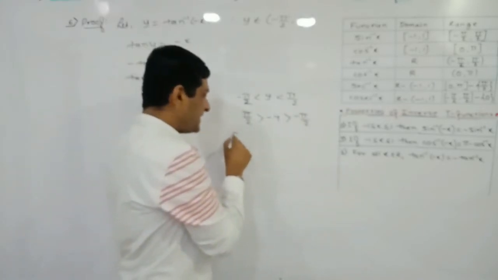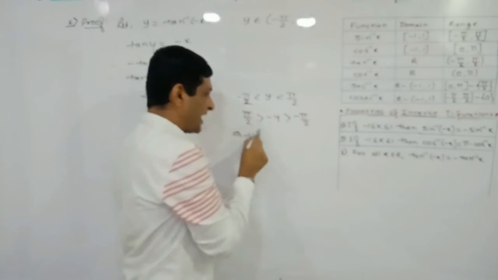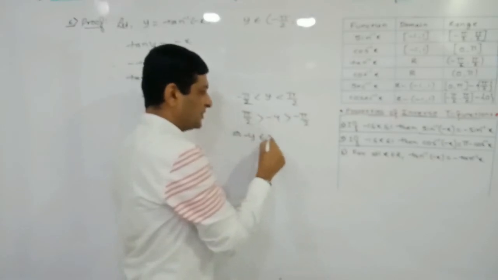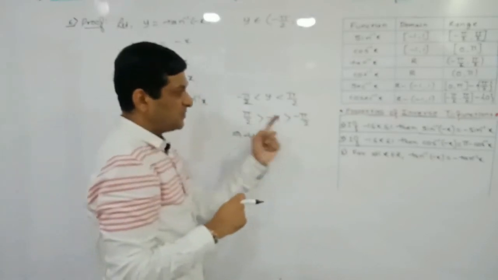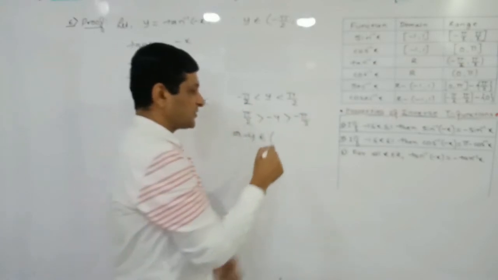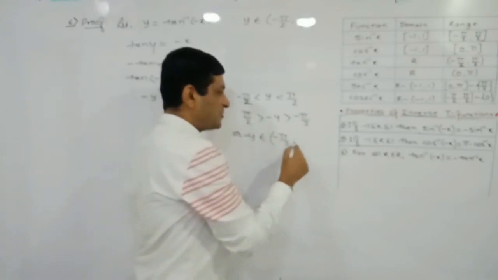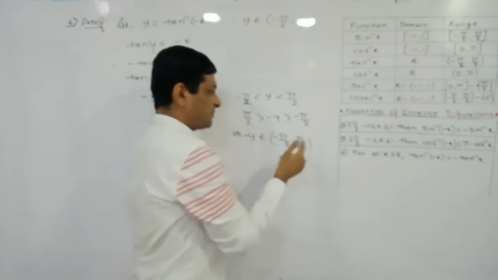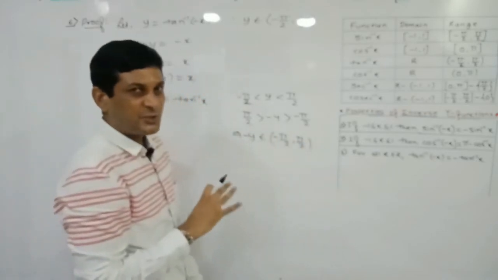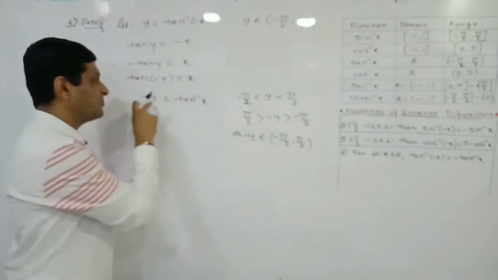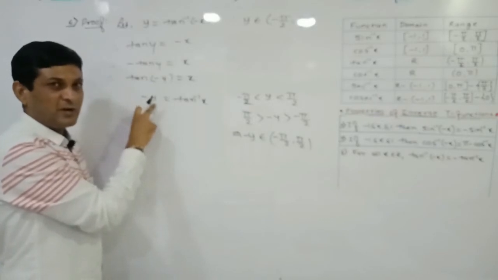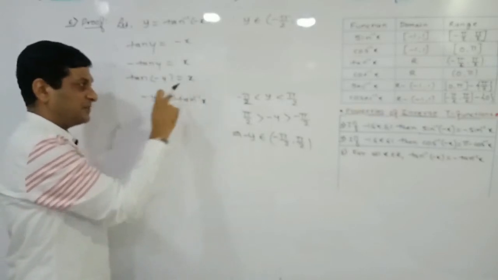Now this implies that minus y belongs to which interval? It lies in between what? Minus pi by 2 to plus pi by 2. Meaning minus y belongs to the range of tan inverse. That's why we are able to consider this as a value of tan inverse of x.